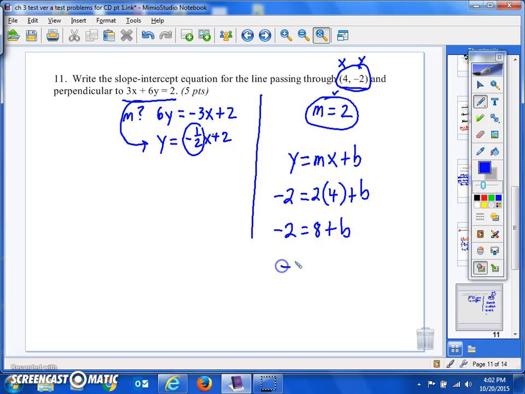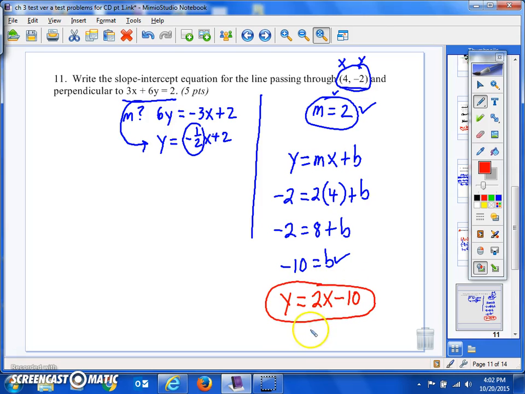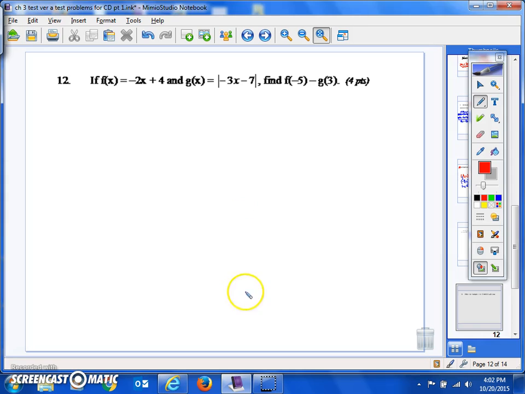And when we subtract 8 from both sides, we find out that b is negative 10. So taking our slope of 2 and our y-intercept of negative 10, we have our final answer: y equals 2x minus 10. That's your answer for number 11.